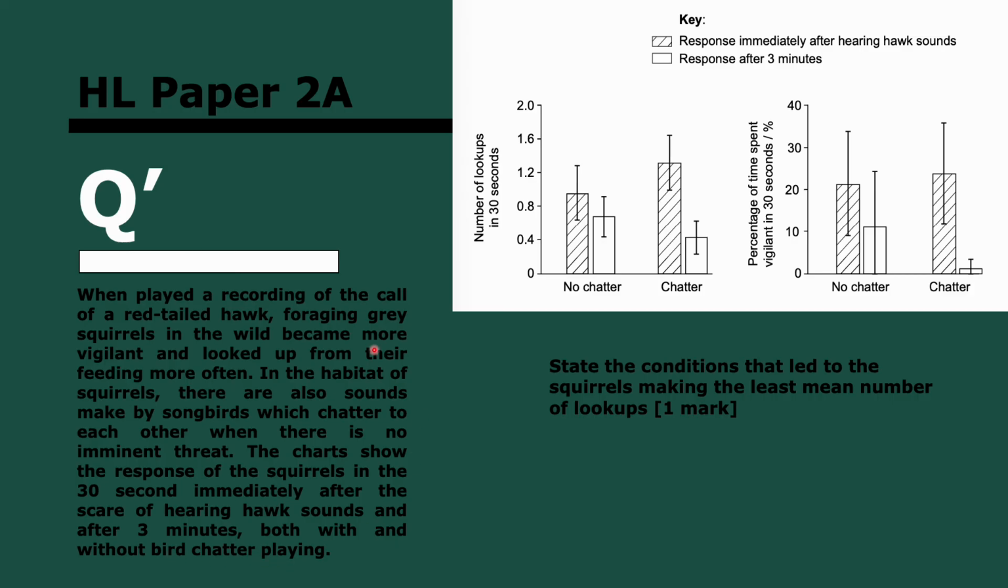Okay, that's a lot, and actually I feel like, at least for me, that takes a while to process, so maybe read it again. But the question is, state the conditions that led to the squirrels making the least mean number of lookups. So again, pause now, take a minute or so, and in 3, 2, and 1. Okay, so if we look at the number of lookups over here, that's what we're looking at, and we're looking at the least mean number, that's clearly here. It's with chatter and 3 minutes after, so the white, not the stripes.